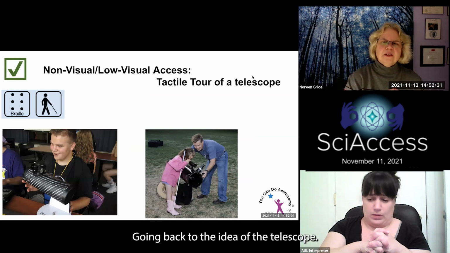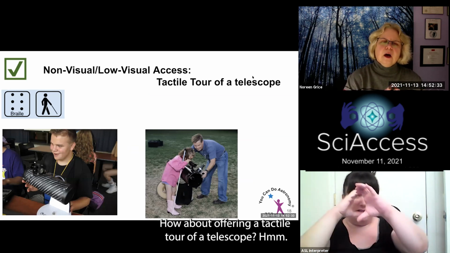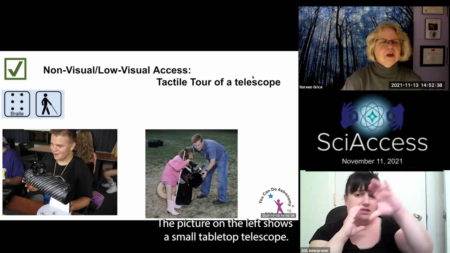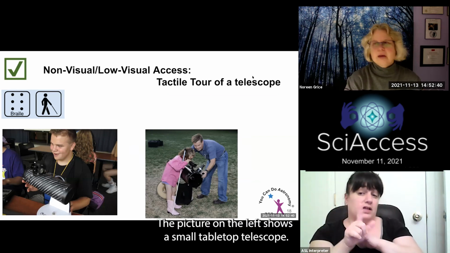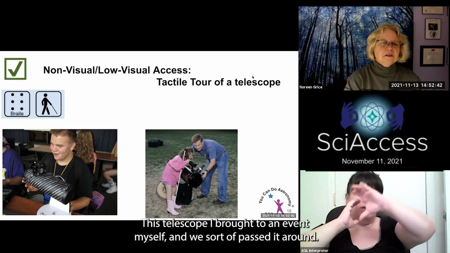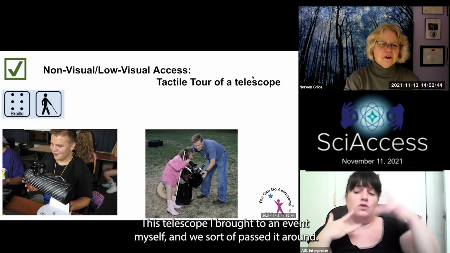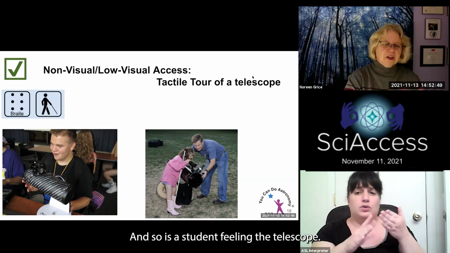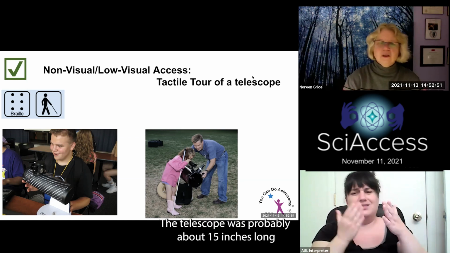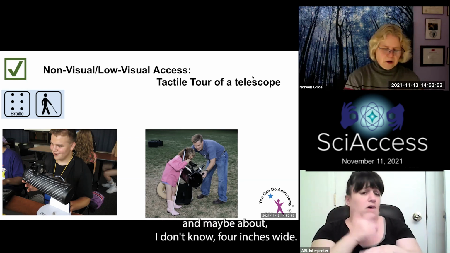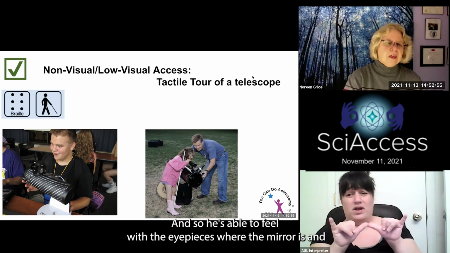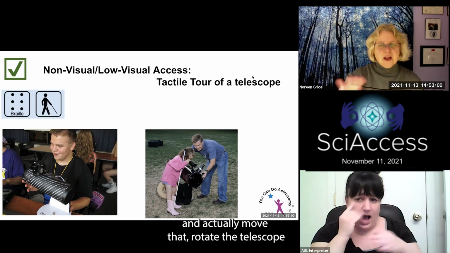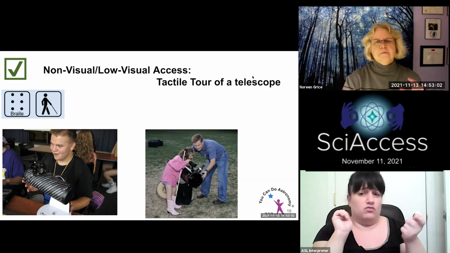Now, going back to the idea of the telescope, how about offering a tactile tour of a telescope? The picture on the left shows a small tabletop telescope. This telescope I brought to an event myself, and we sort of passed it around. And so there's a student feeling the telescope. The telescope is probably about 15 inches long and maybe about 4 inches wide. And so he's able to feel where the eyepiece is, where the mirror is, and actually rotate the telescope.